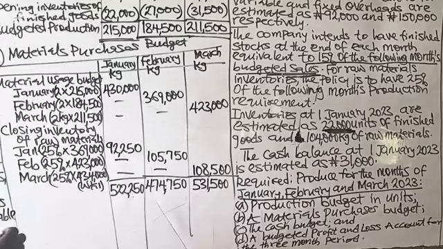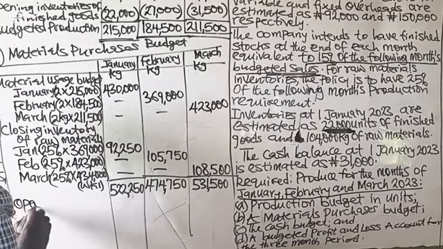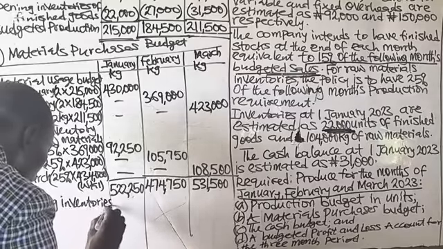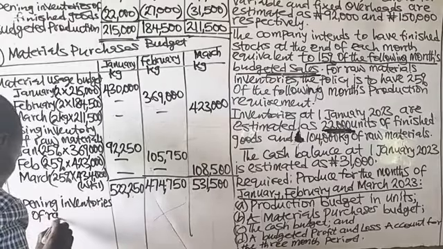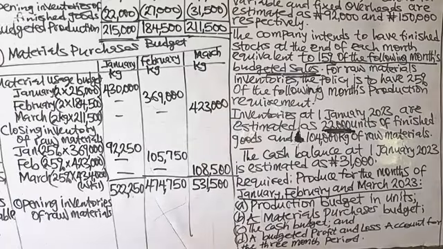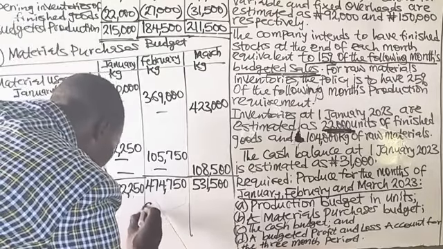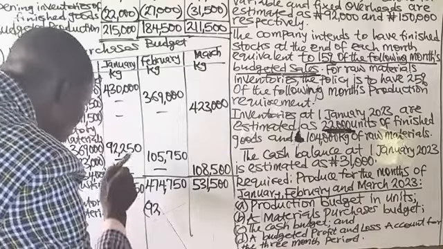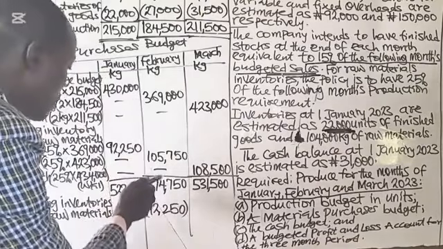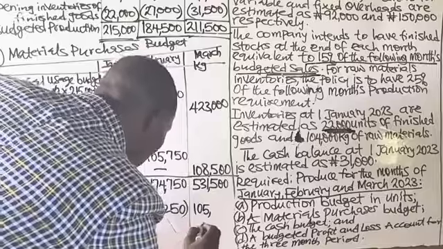Then you now deduct opening inventories of raw materials. Whatever you have as the closing inventory in the month of January becomes the opening inventory in the month of February, which is 92,250. The closing inventory in the month of February becomes the opening inventory in the month of March, which is 105,750.